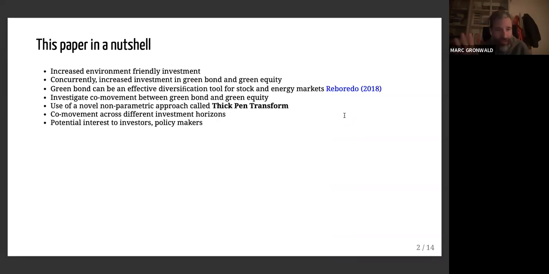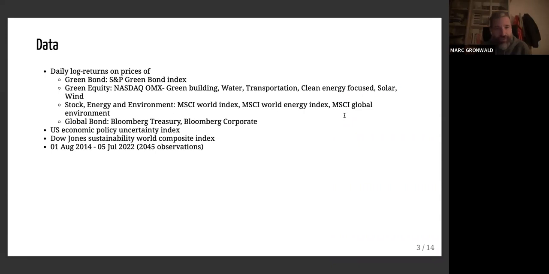There are a lot of other papers out there I simply cannot include in this short presentation. We are looking in this paper into the co-movement between green bonds and green equity, and we use a novel non-parametric approach called the thick pen transform. I will explain the method a little bit later, but the key advantage of this method is that we can look at co-movement across different investment horizons or different timescales. What we are finding is relevant not only for an academic audience, but also to investors and to policymakers.